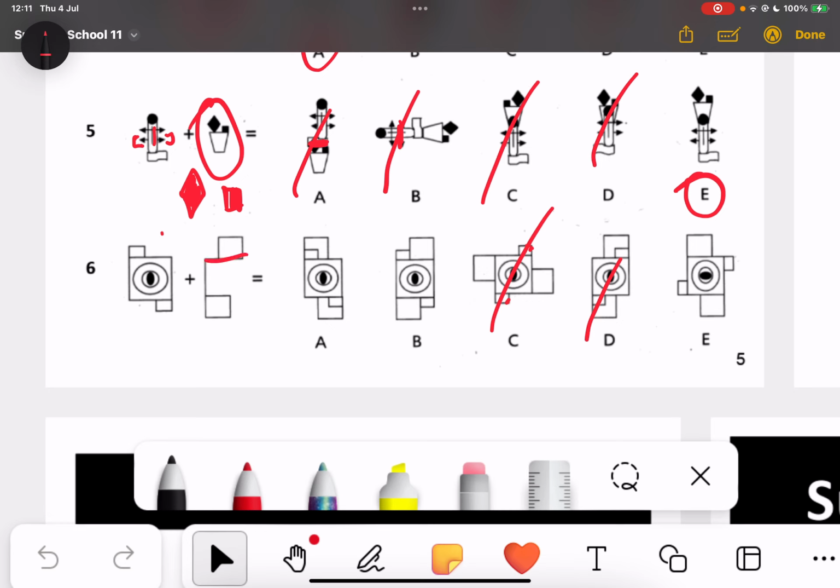Next, we're finding this shape, where there should be a rectangle in the bottom left and top right. So bottom left and top right is what we need to remember. So they're essentially on opposite sides. That isn't the case with A. It is with B. And with E, it isn't. So that means that 6 is B.